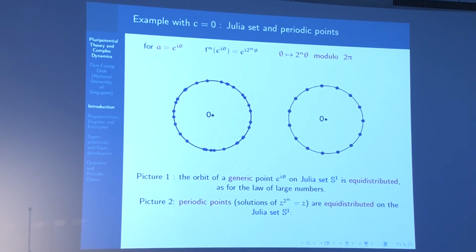So we can say more about this. For example, we can have the central limit theorem or the large deviation theorem, but it's a little bit technical to state here. So I pass to the second picture.